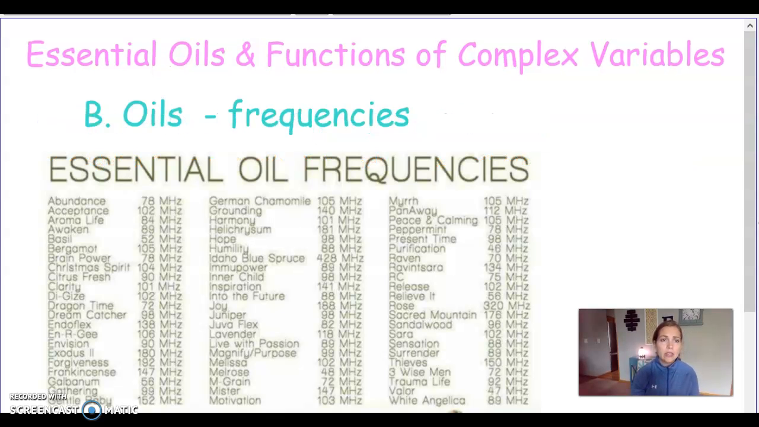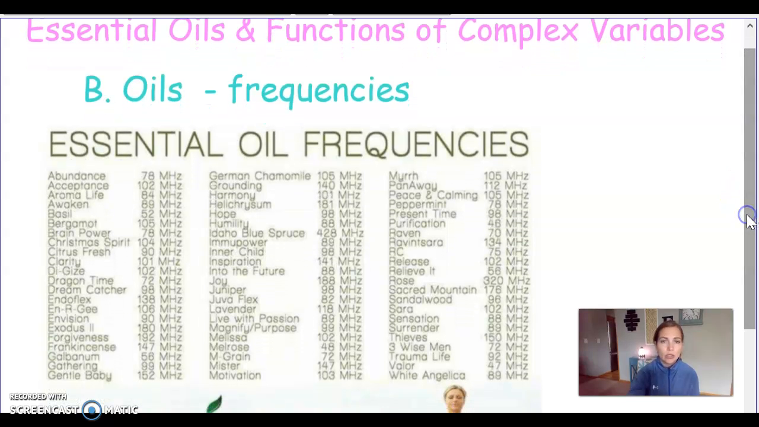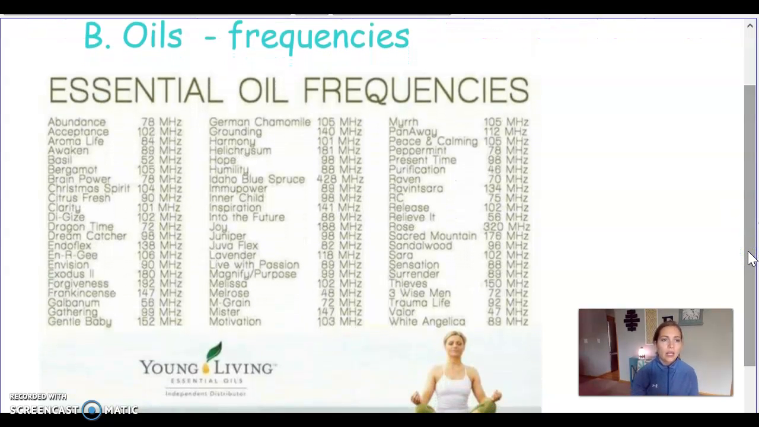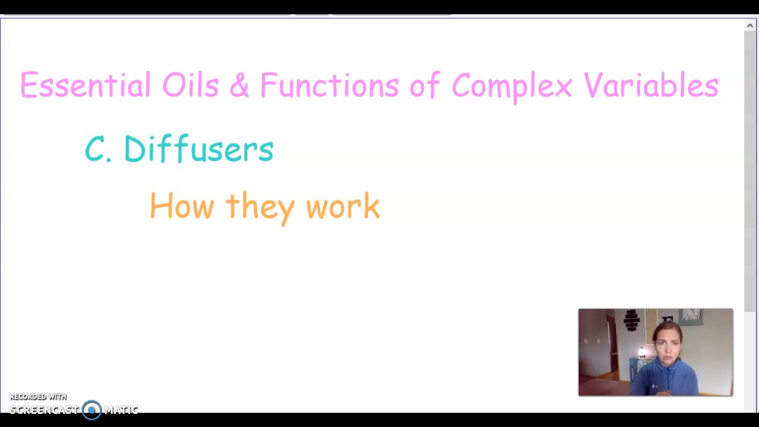So here are some essential oils and their frequencies. These are a lot of the ones that I actually use on a daily basis. So you can see their different megahertz, their frequencies. So how does this relate to complex variables?